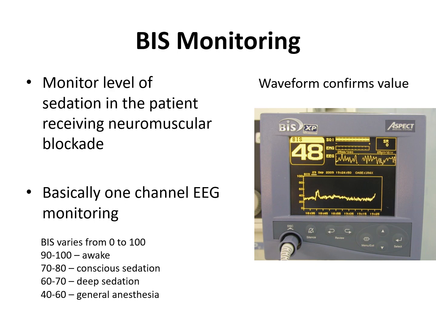So 90 to 100, the patient is awake. 70 to 80, they're considered conscious sedation. 60 to 70 is deep sedation. 40 to 60 is general anesthesia. The other thing is the waveform confirms the value. So use them to monitor levels of sedation in patients receiving neuromuscular blockades, so that you know if your patient's awake, they know everything, they feel everything, and they're paralyzed. So be conscientious of what your hospital's policy and protocol is for your BIS monitoring.